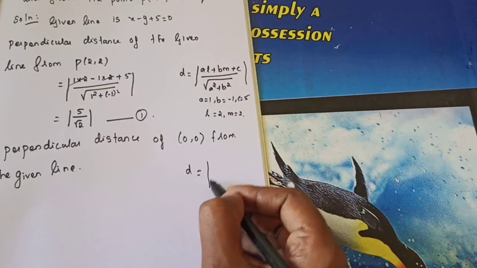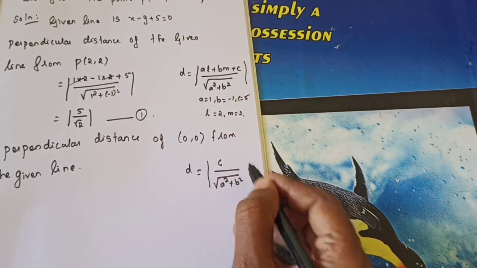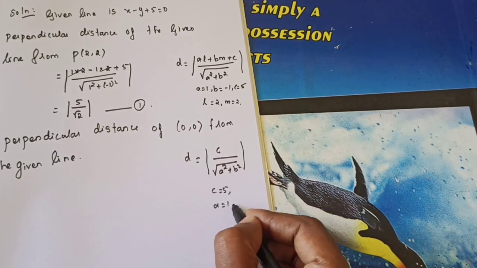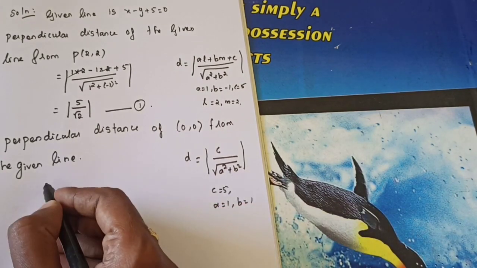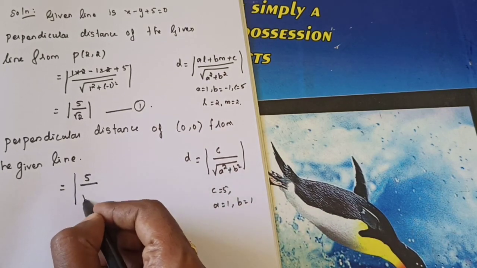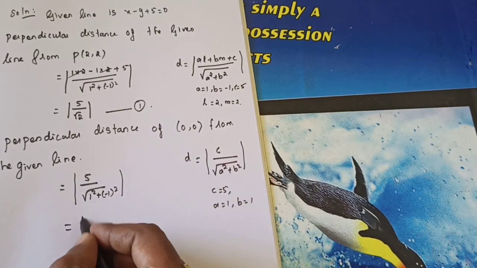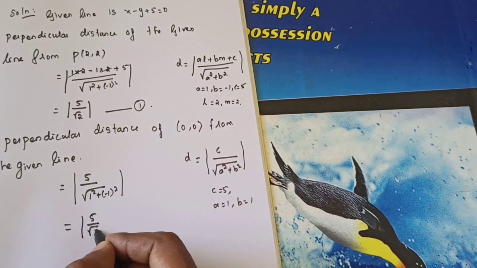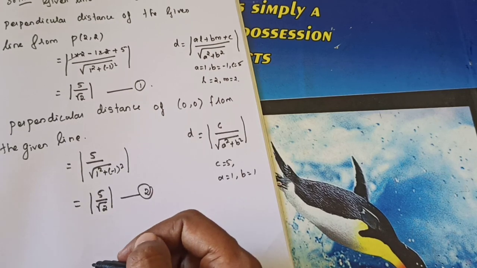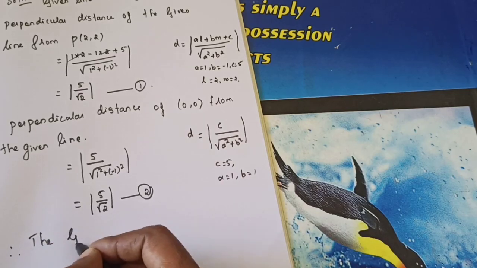D is equal to modulus of C divided by square root of A square plus B square. So what's the C value? 5. A value is 1, B value is minus 1. Substitute here. That's equal to modulus of 5 divided by square root of 1 square plus minus 1 the whole square. That's equal to modulus of 5 by root 2. So this is equation number 2. Are both equal? Equal, correct?